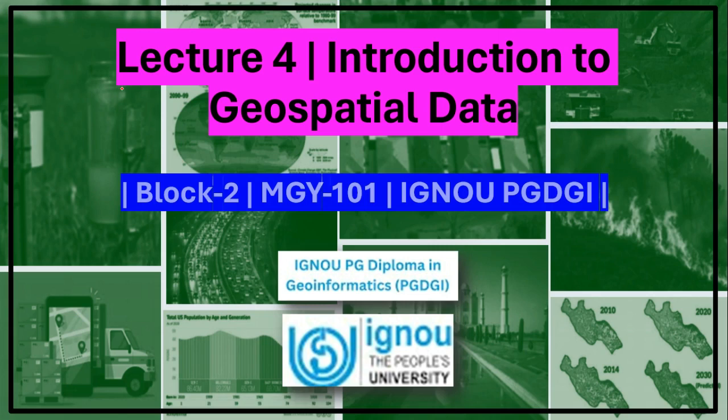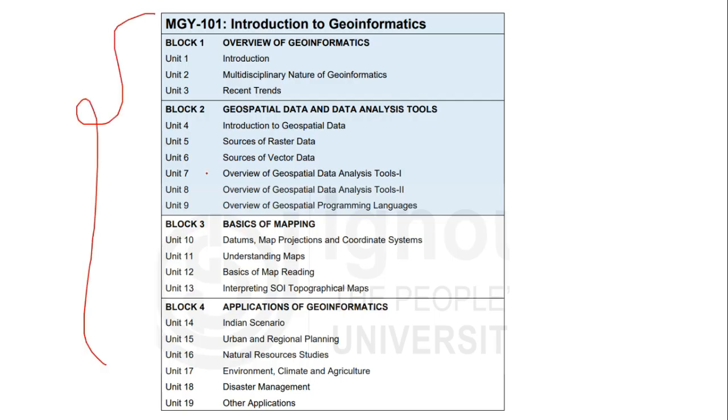As we have already completed 3 lectures in this course, PG Diploma in Geoinformatics, today we are going to cover the introduction to geospatial data. As we are following the syllabus, from block 1, the overview of Geoinformatics, we have already covered all the 3 units in the last 3 lectures. And today from block 2, we are going to cover unit 4, introduction to geospatial data.